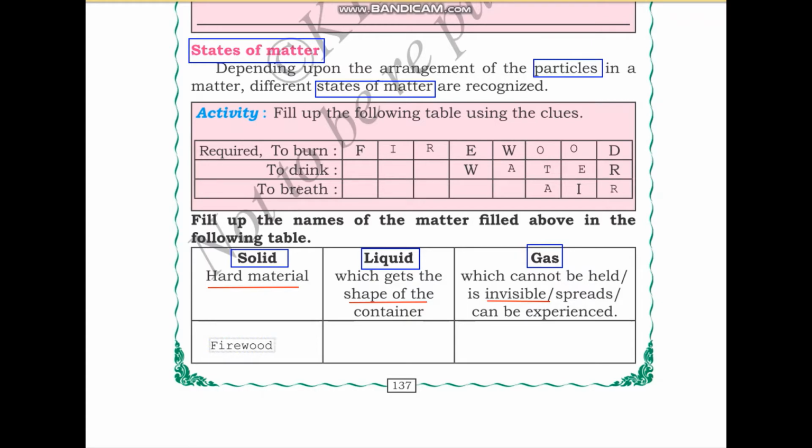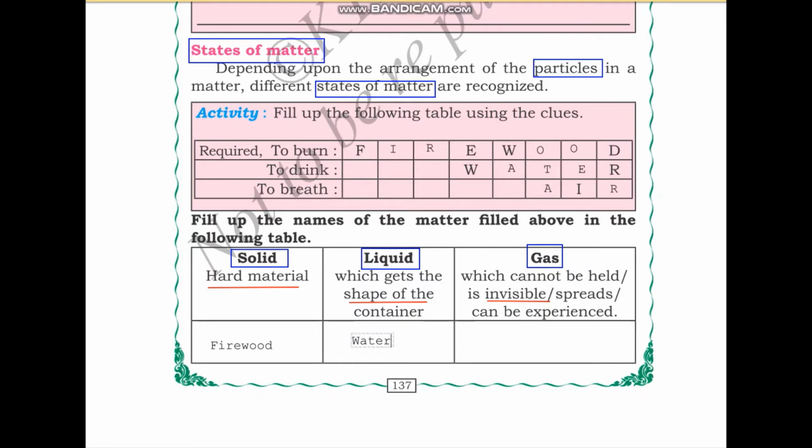Next, we have to talk about water. Water, as we all know, is not a hard material and it takes the shape of the container. Whatever container we pour it into, it takes that shape. Therefore, water is a liquid. We should add water into the liquid column.